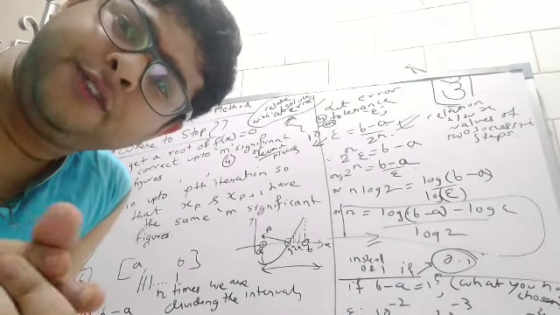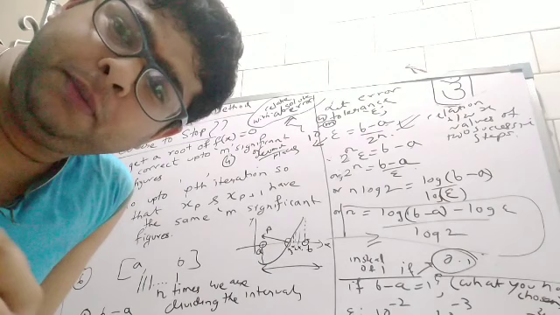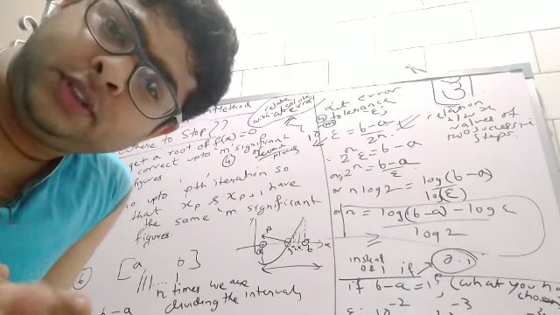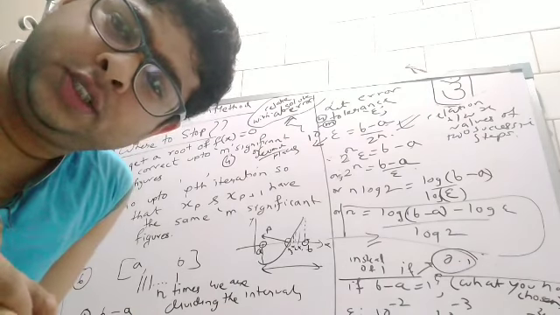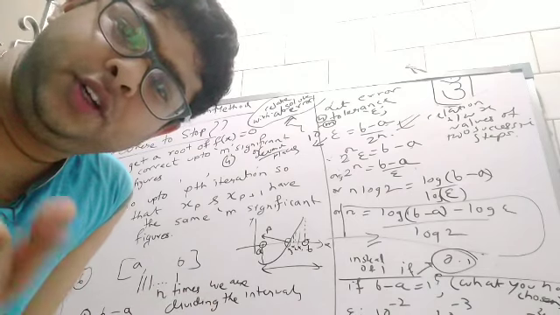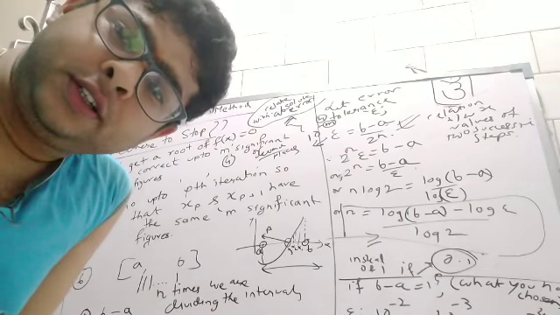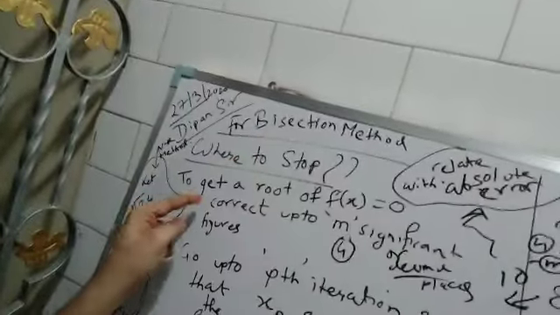Okay, so some students have asked me, sir, in the bisection method, where to stop? Where to stop our iteration process? So today in this video I will try to give you two ways out. Okay, so let's see: bisection method, where to stop?